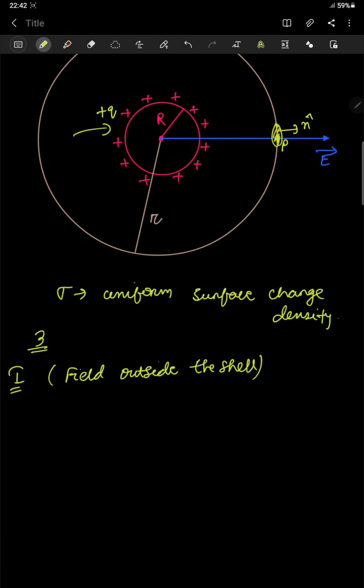One will be outside the cell, on the cell, and inside the cell. So these are the three different regions at which we have to find out the electric field.